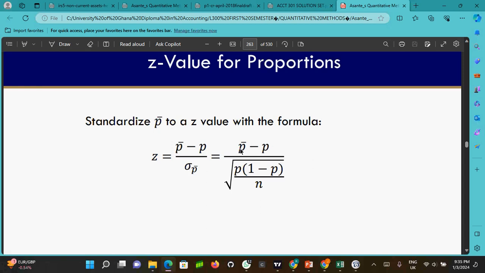Same thing. Please, who remembers what I just did for the population proportion? Who remembers?